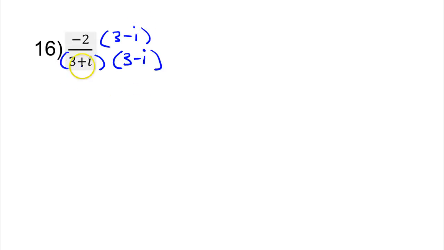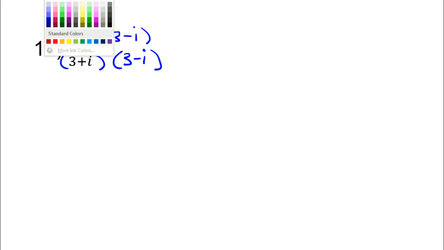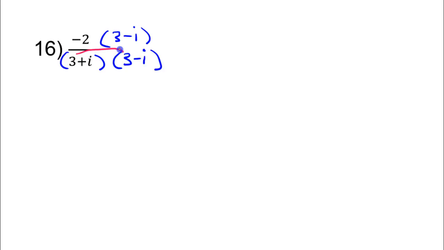So if I take this 3 plus i, 3 minus i, and I multiply them together, I am going to do the distributive property twice. So I'm going to do 3 times everything, so 3 times 3 is 9, and 3 times -i is -3i. And then I will distribute this i. i times 3 is positive 3i. Positive i times -i is -i squared.